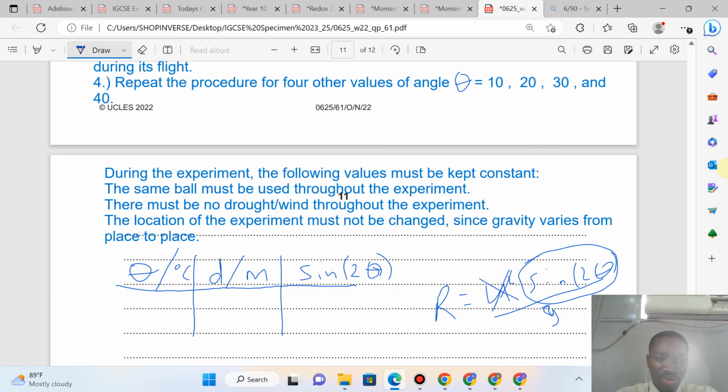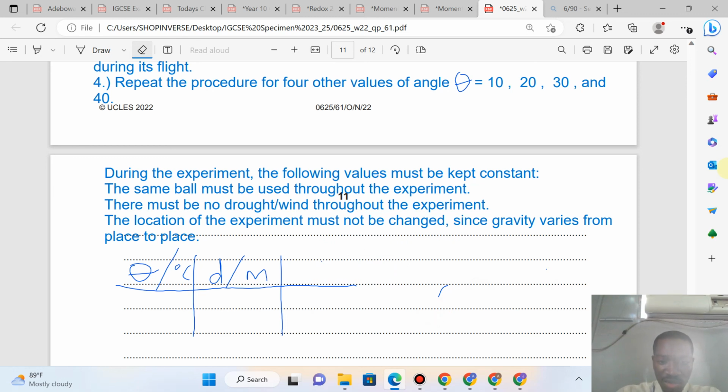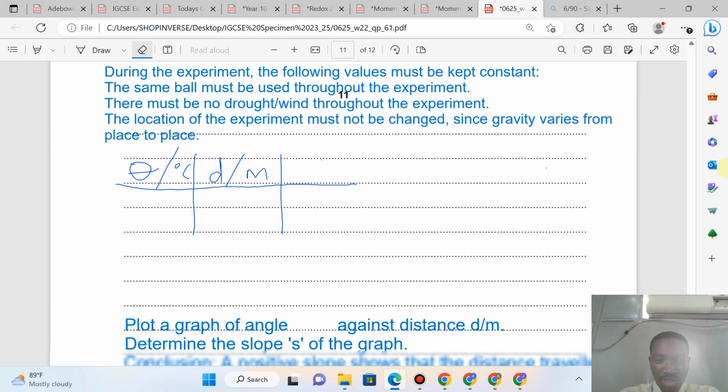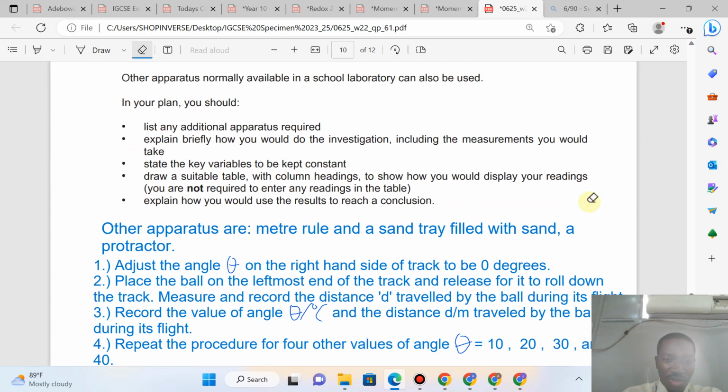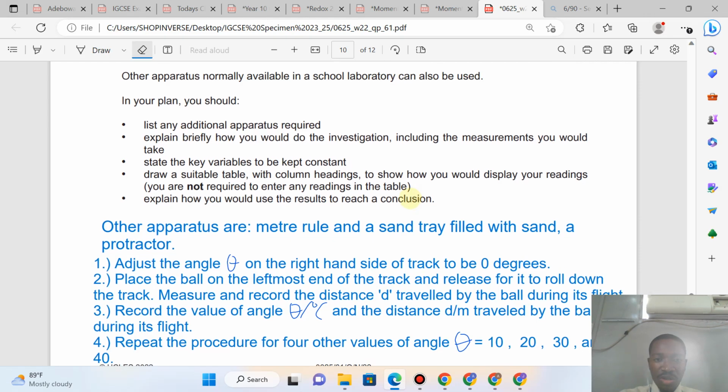How will you vary U squared? You know, you cannot alter the initial speed. So all of these are not actually necessary. The two most important things are just the angle in degrees Celsius and your distance in meter. That's all.